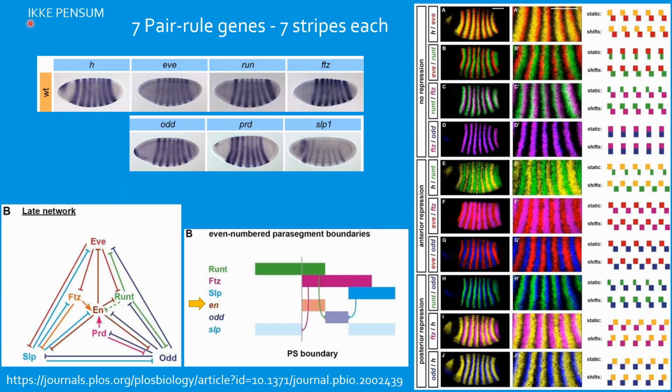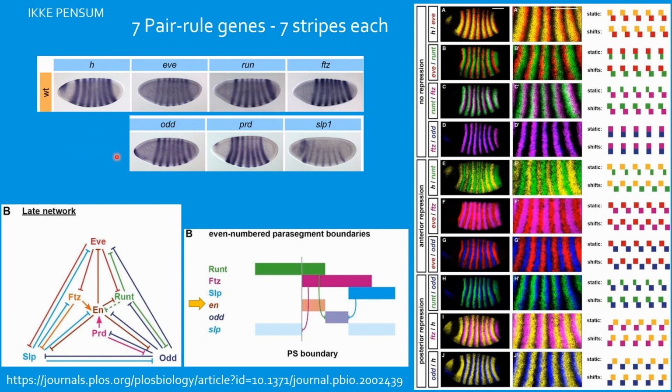So this slide isn't on the test, the Capensum. This is a reminder slide, and I also want to expand your knowledge a little bit more in preparation for the next slide that's coming. Just to remind you that we always talk about even-skipped and Fushi tarazu as the pair rule genes, but there are in fact 7 pair rule genes, each with 7 stripes.